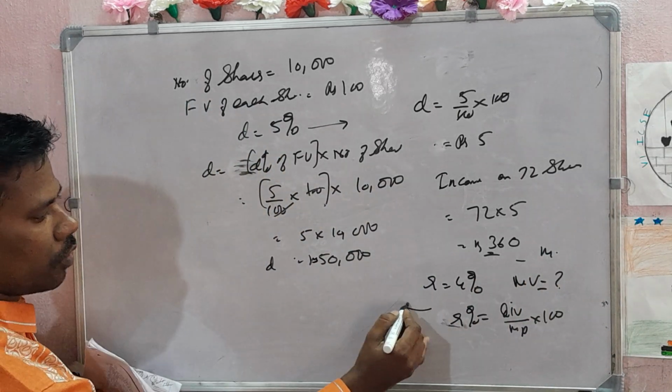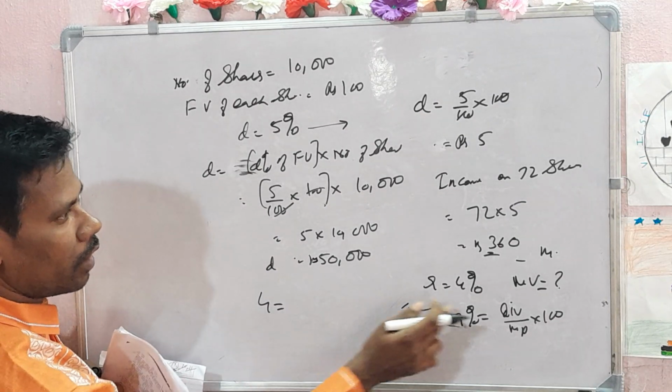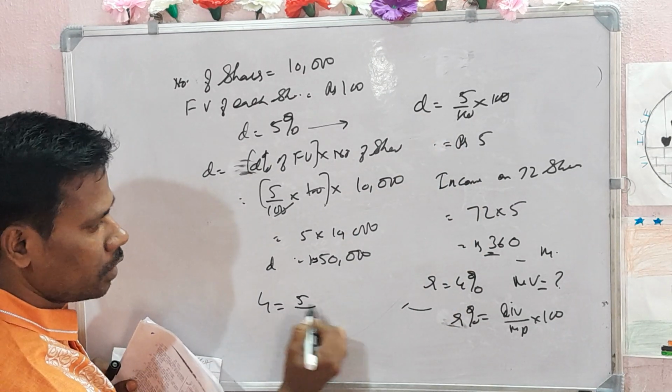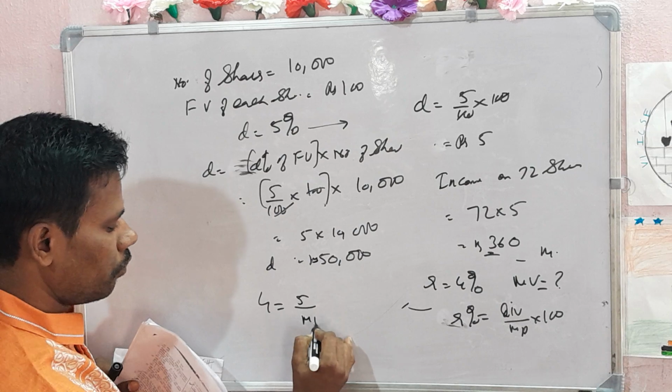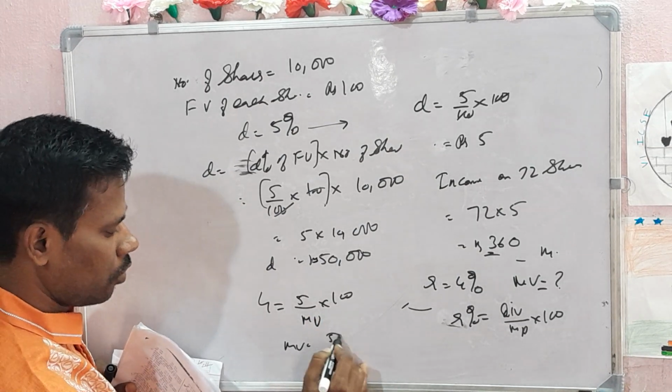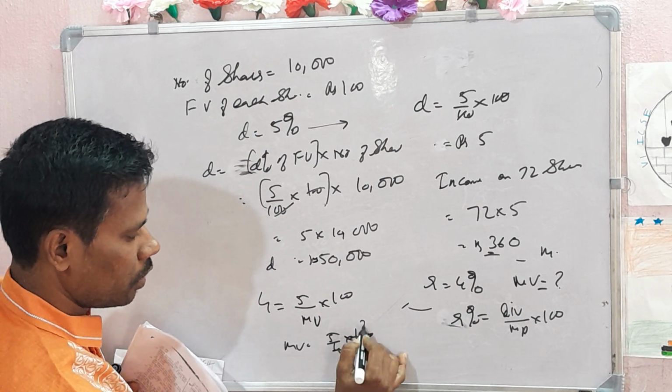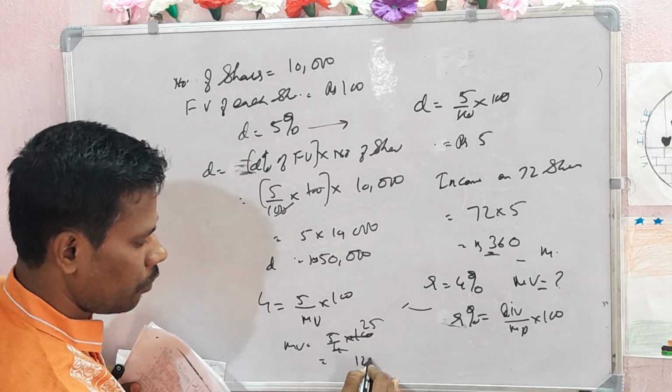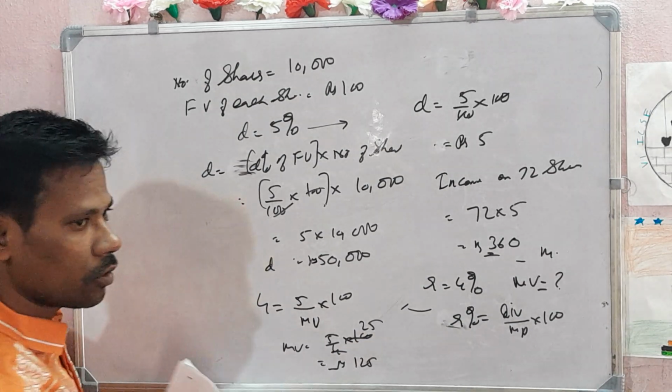So rate percentage is 4, equal to the dividend, which is 5, by market value into 100. So market value is equal to 5 by 4 into 100. This is nothing but 25, 25 fives are 125. So market value is rupees 125.